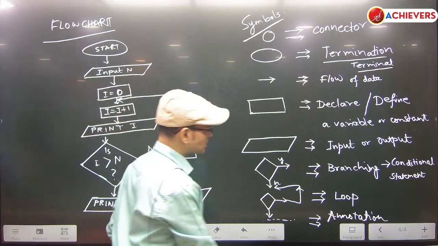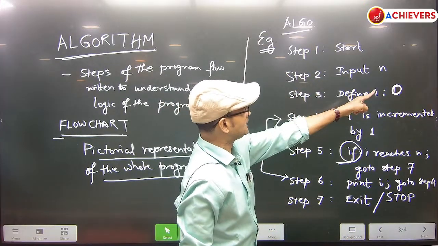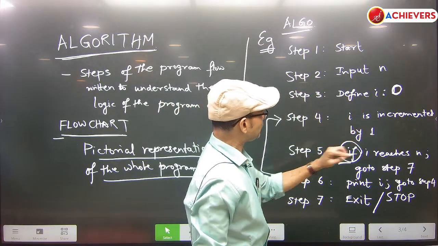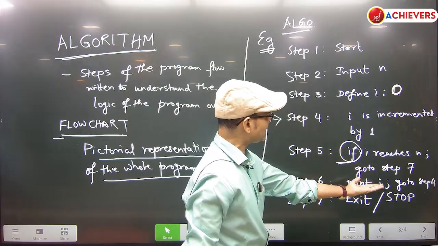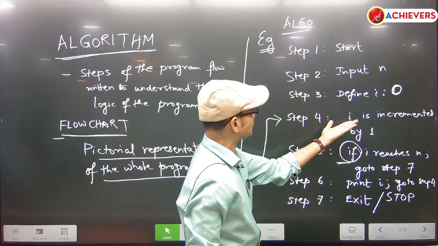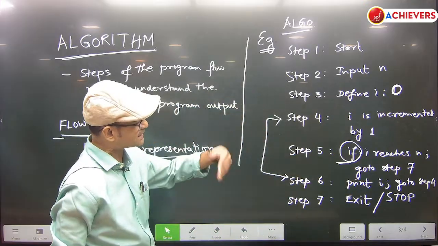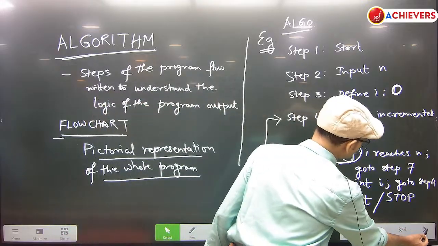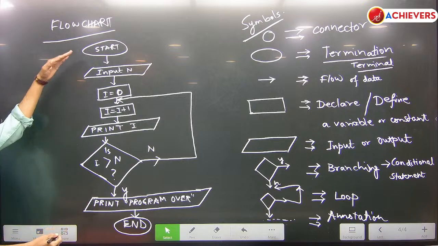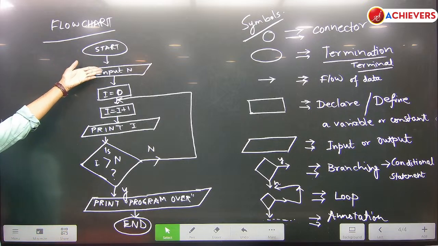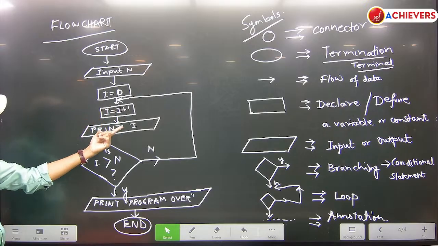What was the algorithm? Let's have a look. The algorithm was start, input n, define I is 0, I is incremented by 1. If I reaches n, go to step 7, else print I, go to step 4. We move back to step 4. We are printing I and we are moving back to step 4. I is again incremented. The same thing is pictorially represented over here. I equals 0. Before that we input n, I equals I plus 1. We increment I by 1, print I.